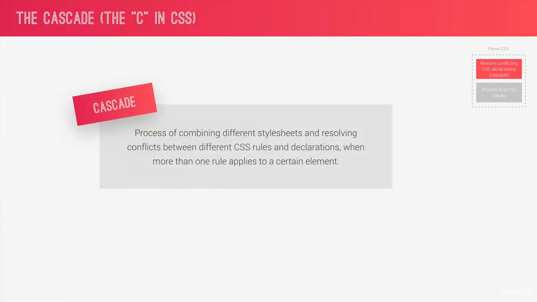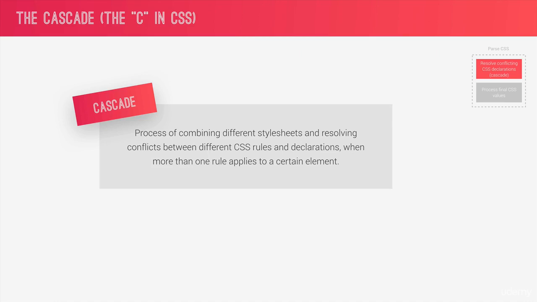First off, remember that in the parsing phase, the first step is to resolve conflicting CSS declarations, and the second step is to process the final CSS values. So let's start with step 1 in this lecture, which is the cascade, and let's define exactly what it is. So, the cascade is the process of combining different style sheets and resolving conflicts between different CSS rules and declarations when more than one rule applies to a certain element.